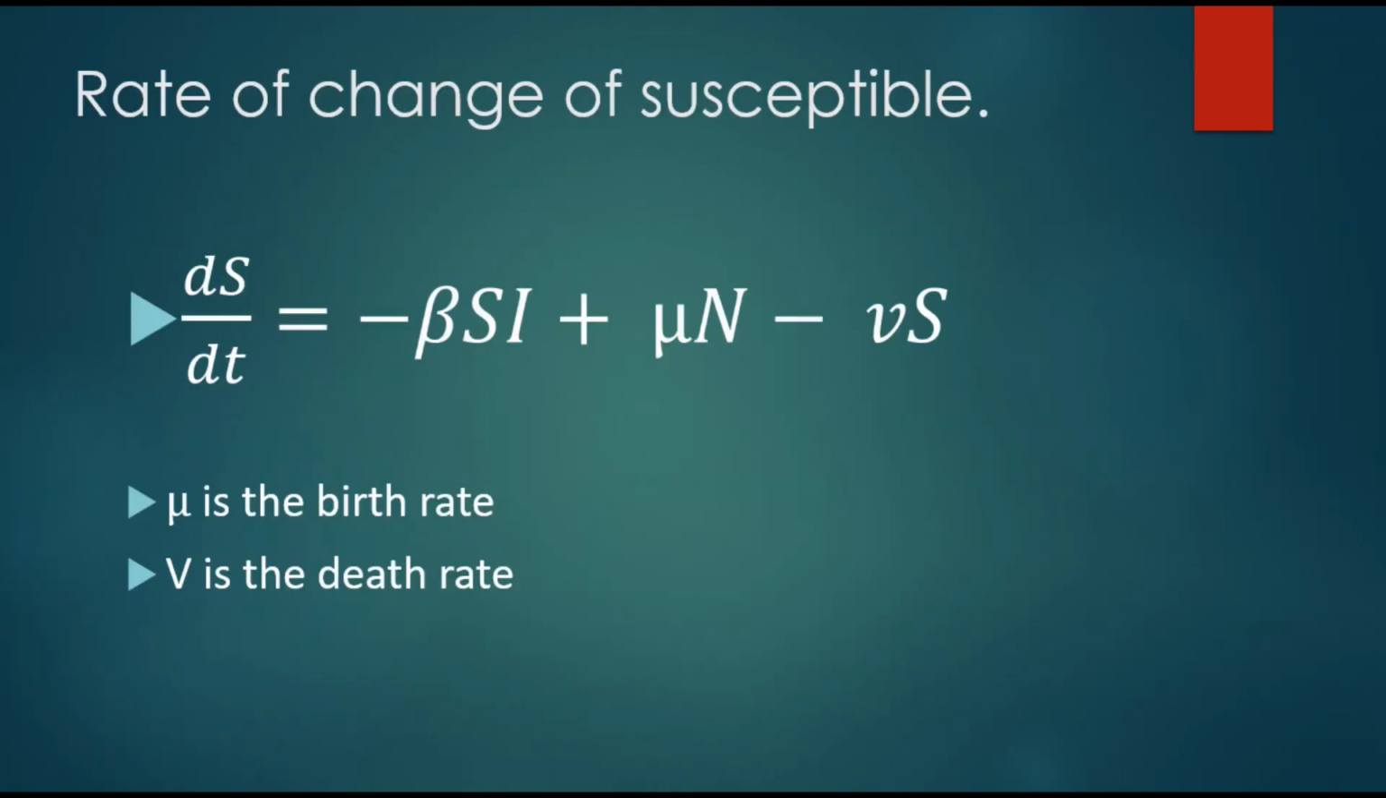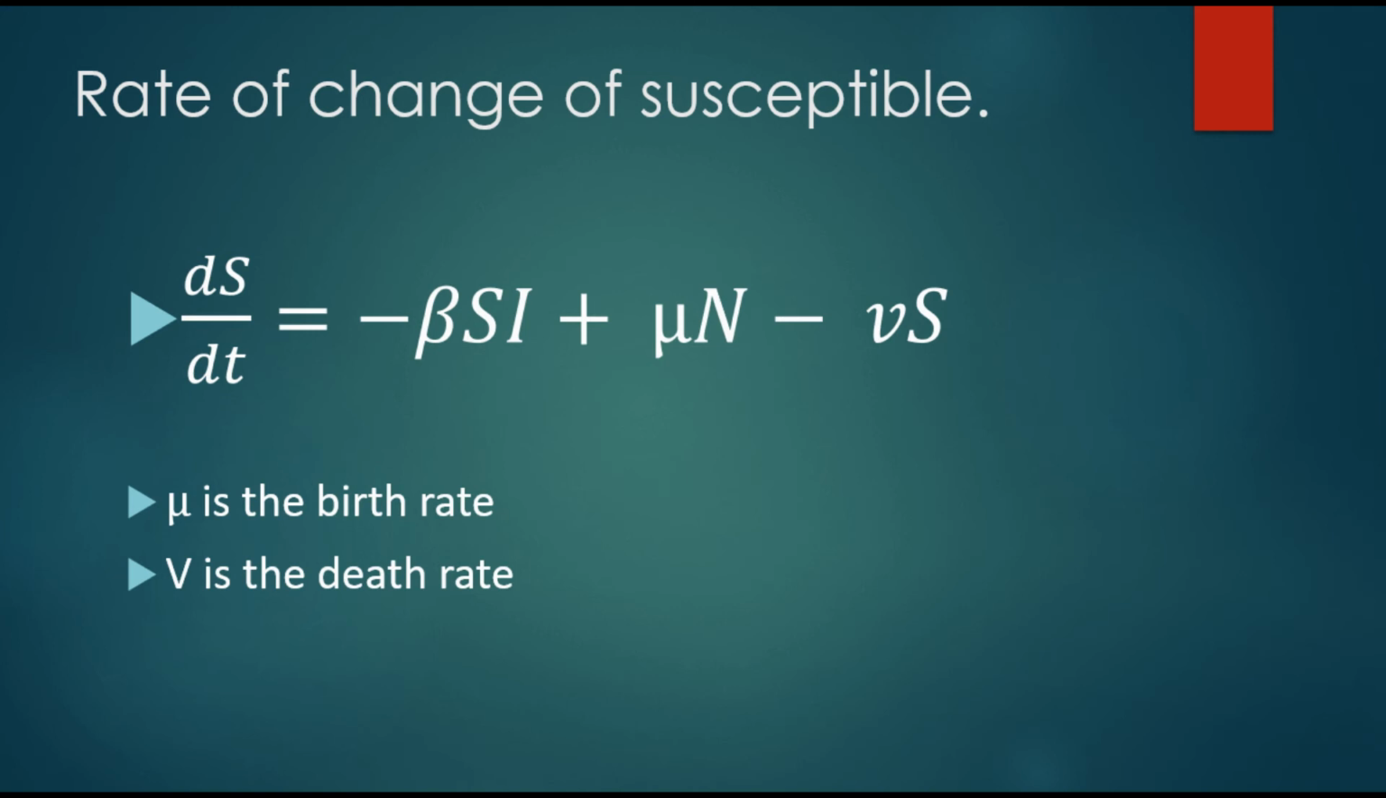dS/dt equals minus beta SI plus mu N minus vS. So the first part of the equation is the same. We have the people going from susceptible to infected, but we also have mu N and minus vS. Mu N is the possibility of someone within the population giving birth, and then minus vS represents the probability of one of the people dying. So if you die, that pretty much means you go straight to the recovered category.